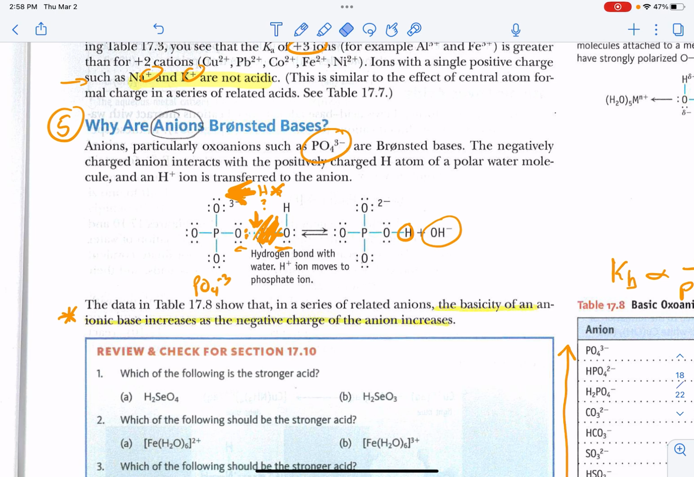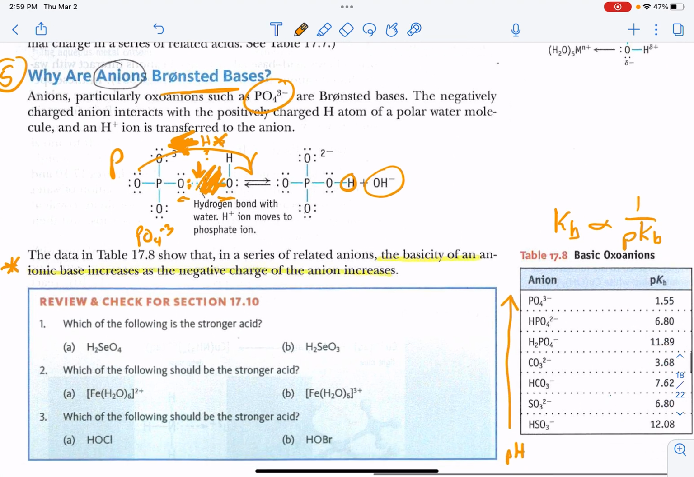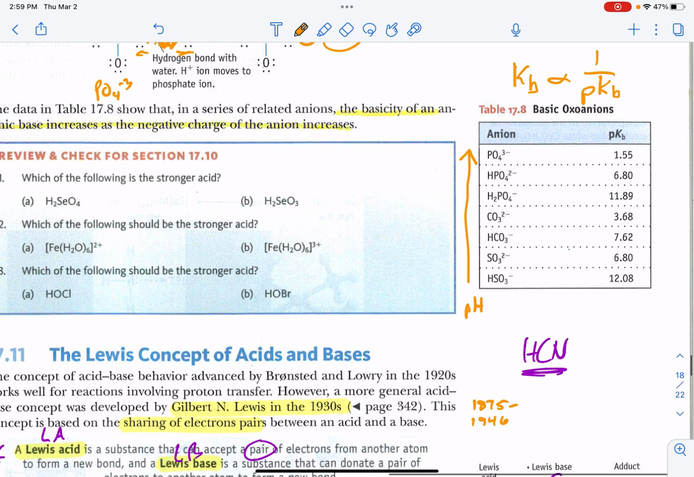And so we donated a proton. My proton went from here to the water molecule. And so my anion lost a proton, which makes it a Bronsted base. And once again, we're reminded that as your acid gets stronger in this direction, going up, greater pH, your pKa gets bigger as we go down. And that will conclude lesson 6.